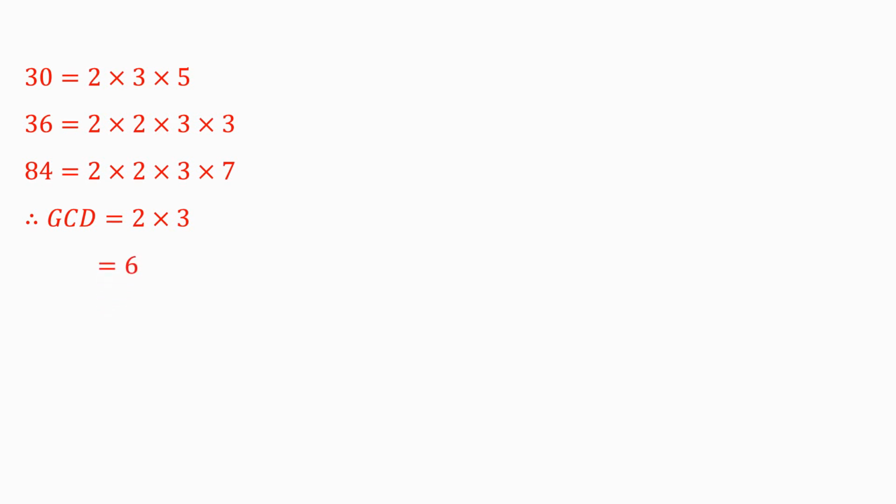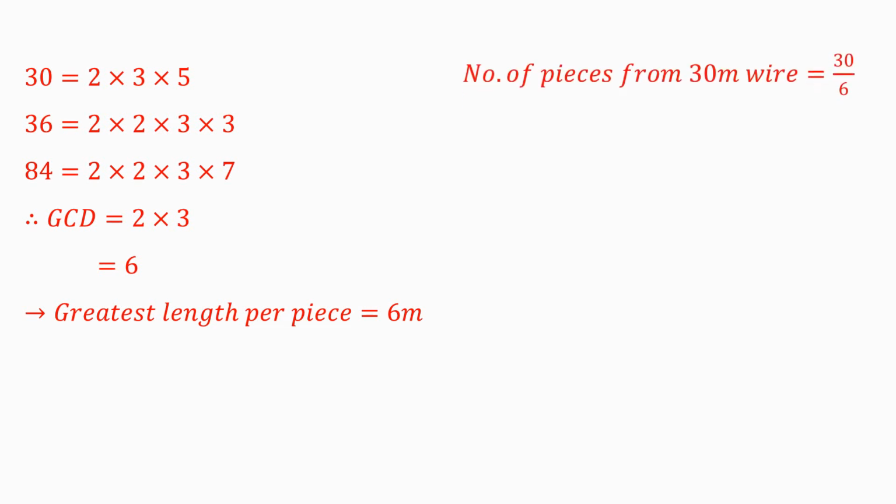So what that means is that each length of the wire that was cut was 6 meters long. And so to find the number of pieces per wire, from the 30 meter wire, we have 30 divided by 6, which we have obtained as the length per piece, giving us 5 pieces.